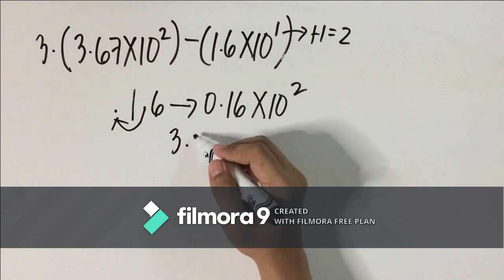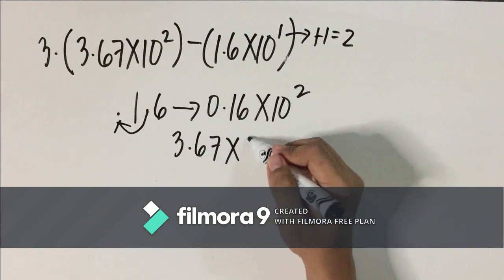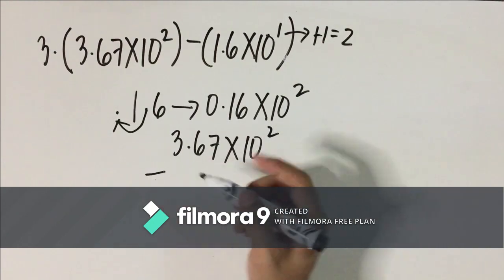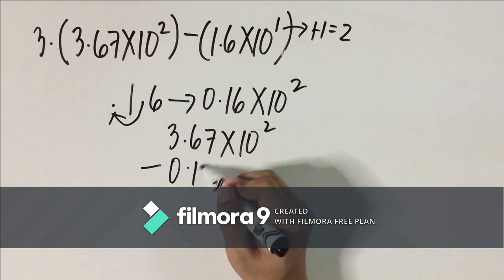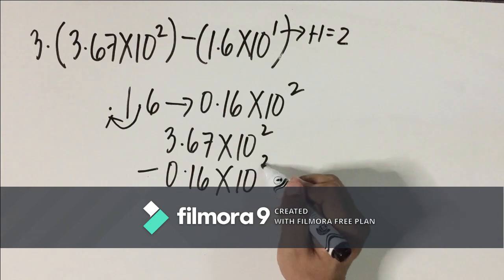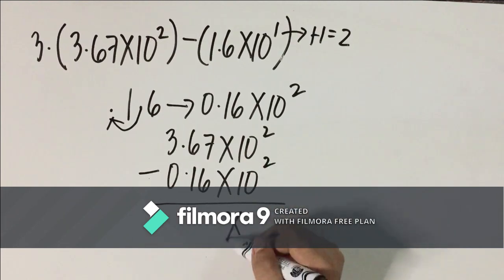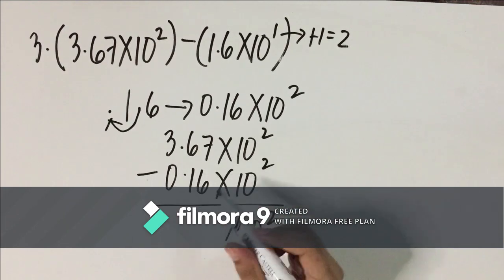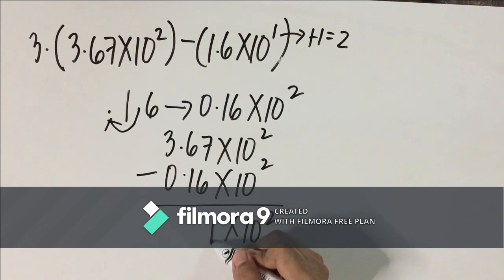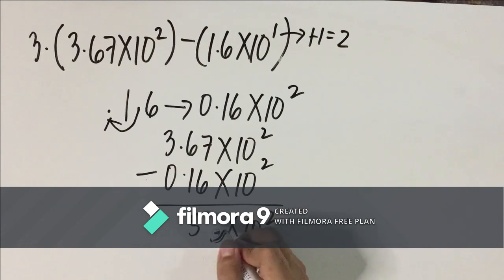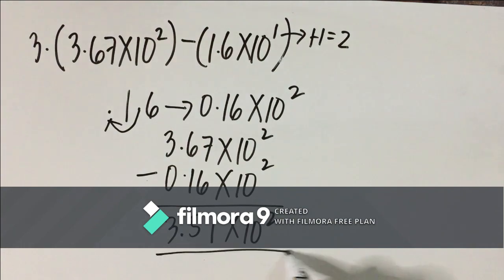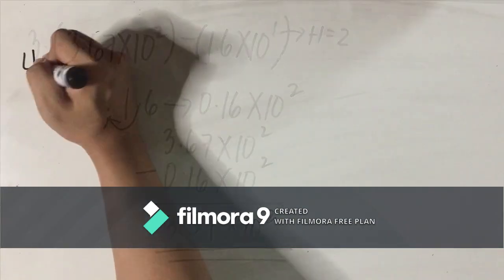So do the subtraction. 3.67 times 10 raised to 2 minus 0.16 times 10 raised to 2. So bring down times 10 raised to 2. So 6 minus 7 is 1. 6 minus 1 is 5. Bring down decimal point. So 3 minus 0 is 3.